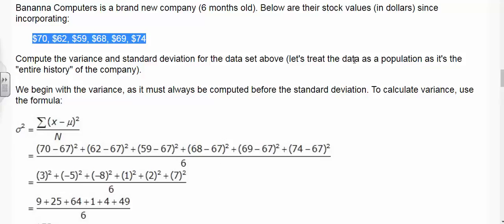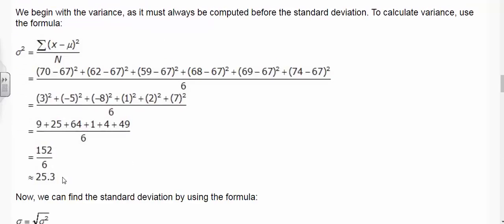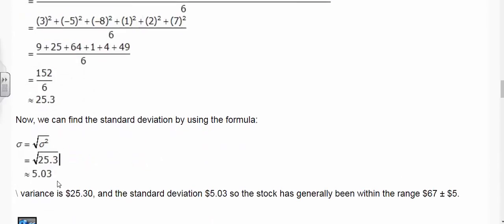The idea here is we're looking at this as if it's the entire population and the entire history of this company. So we're dividing by the 6 because there are 1, 2, 3, 4, 5, 6 items in the group, and we come up with a variance of 25.3. Now, just so you know, variance is rarely something we'll be using other than because it leads us to standard deviation. The standard deviation, denoted by a funny little symbol here, is going to be the square root of that variance value.